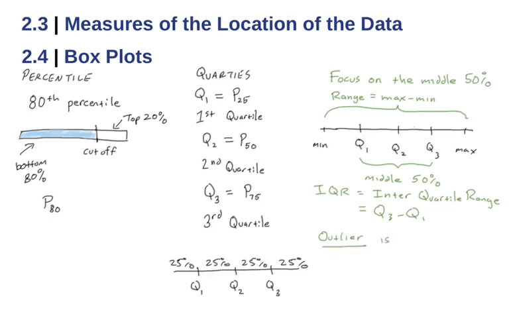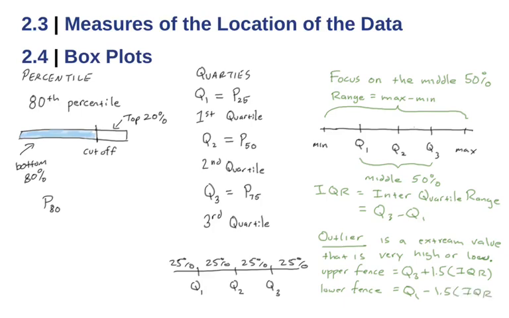If we want to identify any outliers, so values that are extremely high or extremely low, we're going to take the upper fence, which is Q3 plus 1.5 times the IQR. And then the lower fence would be the same thing on the lower end, Q1 minus 1.5 times IQR. So the interquartile range, whatever that middle 50% is, we use that width and then half of it again. That's where that 1.5 comes from.